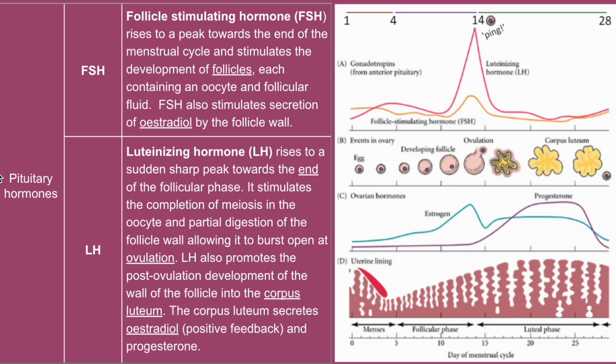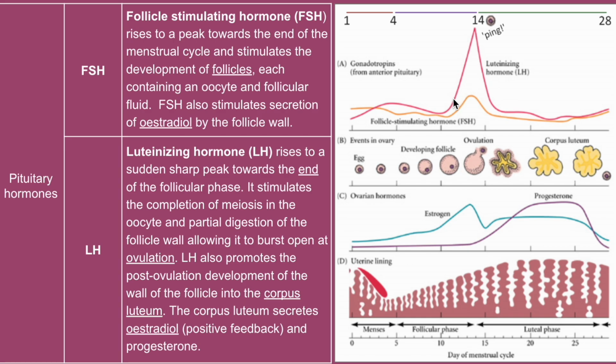Let's start with those 2 pituitary hormones. FSH, its primary job is in its name. Follicle stimulating hormone stimulates the development of follicles. So that one should be easy to remember. FSH also stimulates secretion of estradiol by the follicle wall.